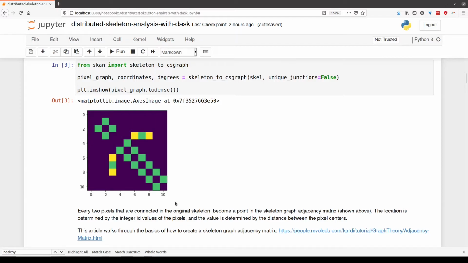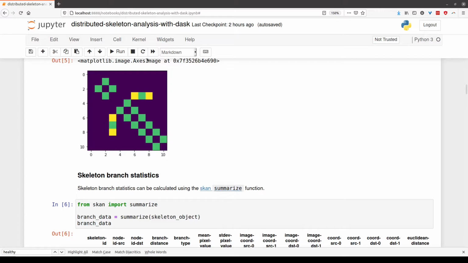The location is governed by the pixel IDs of the parts of the skeleton that we're looking at, and the value that we put into the matrix is how far apart those two neighboring pixels are. If they're side by side and we have no units, that'll be a 1. But if the pixels are touching diagonally, they're a little bit further apart. Given this graph adjacency matrix, we can use that to compute skeleton branch statistics. And Skan as a library is accelerated with Numba so that we can really get some performance benefits out of this computation.